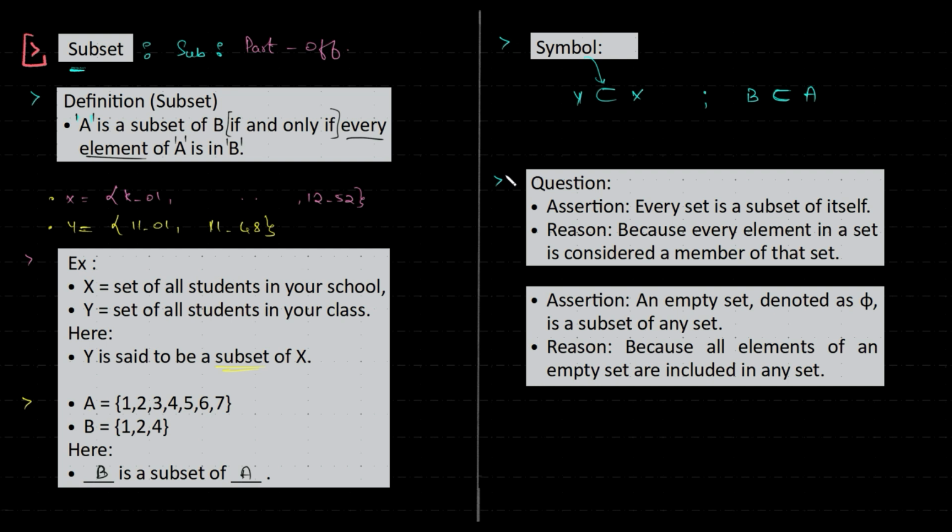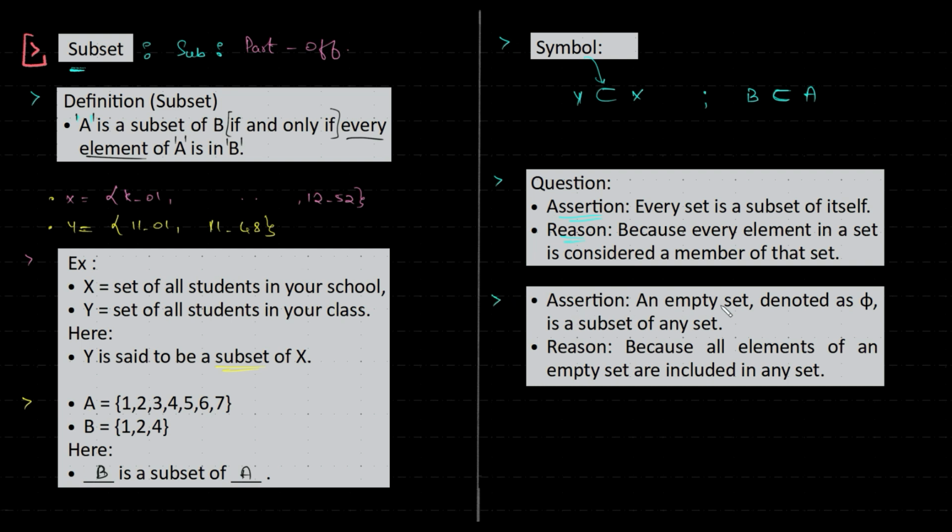So I have a quick question for you guys, because it's a very simple concept. Every set is a subset of itself. That's the assertion I'm making. The reason behind that is because every element in a set is considered a member of that set. So read the definition of subset and try to conclude if the assertion and reason are correct, and if the reason explains the assertion. And I have another question, sorry.